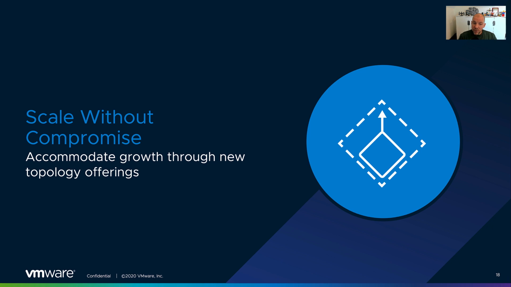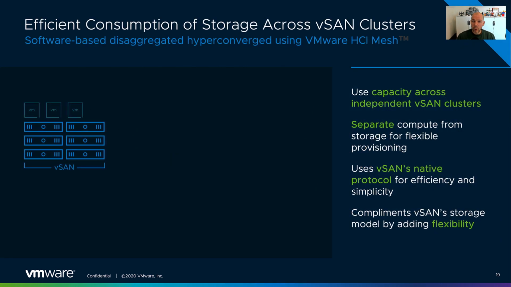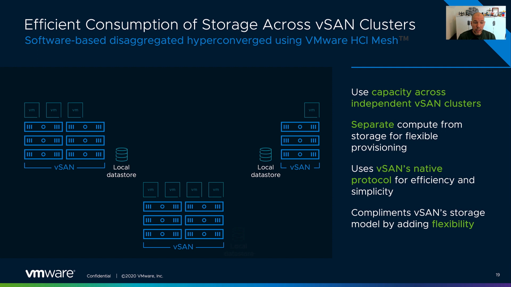Besides, of course, vSAN file services, which I think is probably one of the larger features that we released as part of 7.0, there are a couple of other things that we released as part of 7.0 Update 1 as well. One of the other capabilities, which I think a lot of you will appreciate, is HCI Mesh. So what is HCI Mesh?